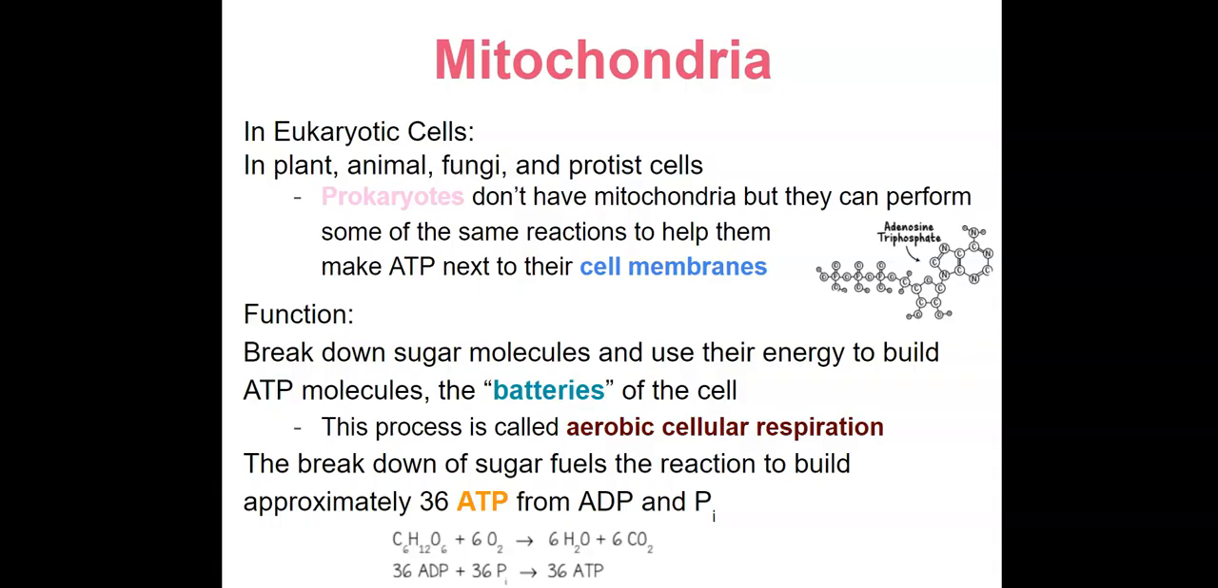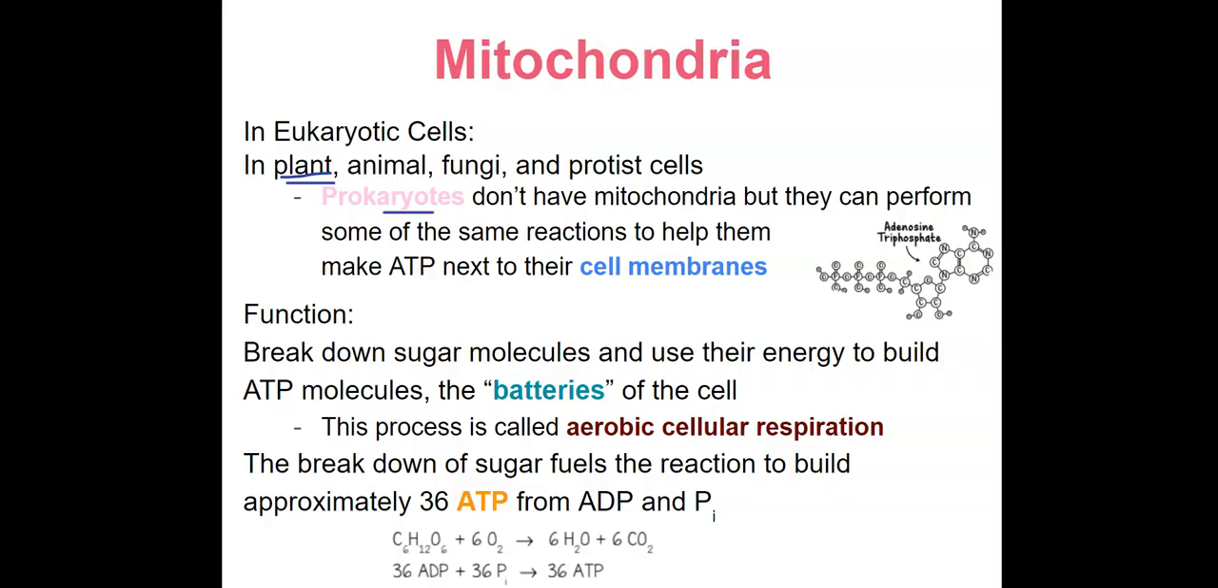So just kind of looking a little bit into our mitochondria. All eukaryotic cells have a mitochondria. So plant, animal, fungi, and protists. So even, right here, we're going to underline it, even plants have a mitochondria, which means plants perform cellular respiration. I'll say it again. Plants perform cellular respiration. They do both photosynthesis and respiration.